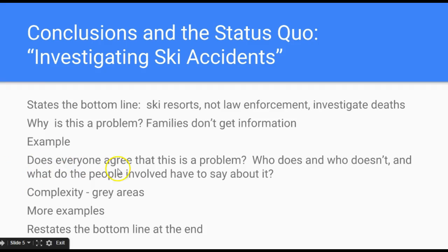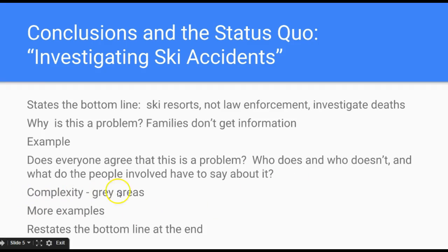Then they took a look at different perspectives. Does everyone agree that this is a problem? Who does and who doesn't, and what do the people that are involved have to say about it? And they note that there were many ski slope owners that didn't want to talk about this. And so that is in itself a presentation of a perspective.